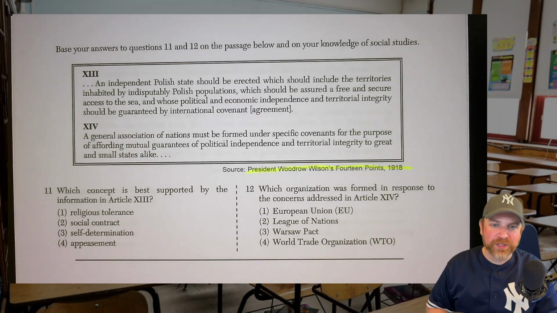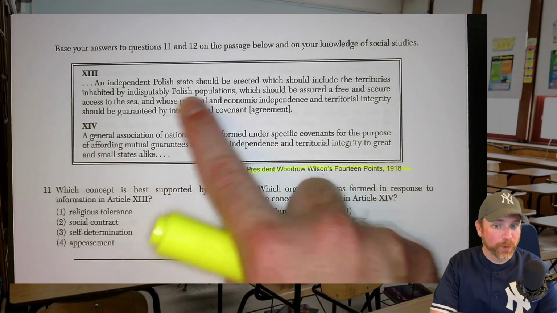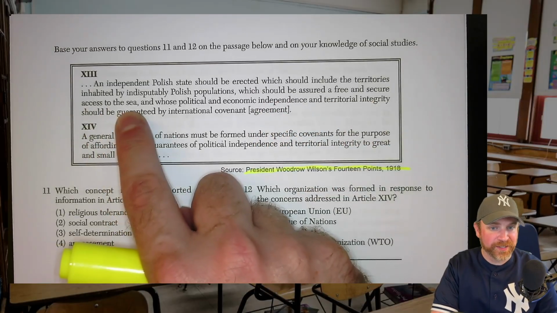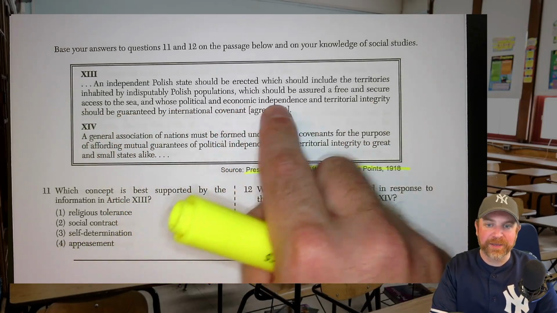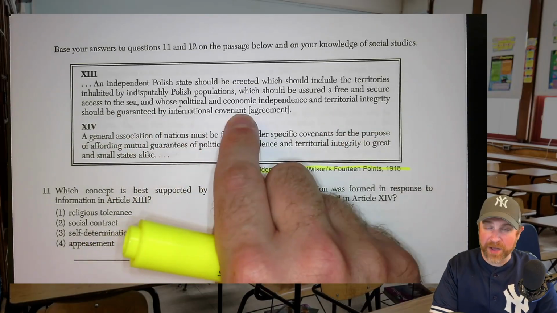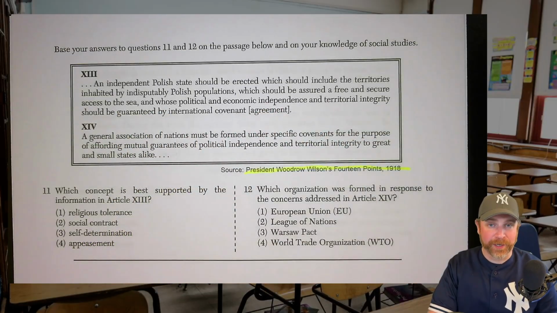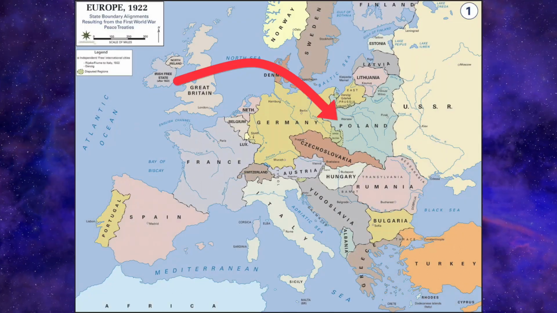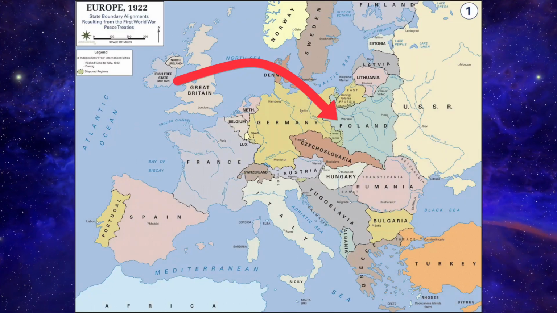An independent Polish state should be erected, which would include the territories inhabited by the indisputably Polish populations. So they're going to create a country for Polish people, which should be assured a free and secure access to the sea, and whose political and economic independence and territorial integrity should be guaranteed by international covenant, meaning agreement. Okay, so we're going to create a country for Polish people, whereas before they didn't have one, and that country would be recognized and protected by the international community.